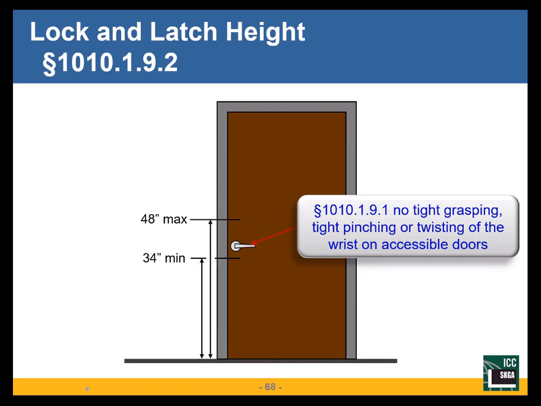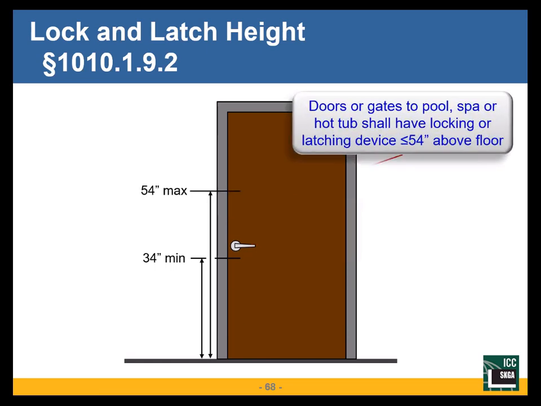Lever action or panic hardware. Essentially, the requirement for door hardware for egress is I need to be able to open it with my elbow. Panic hardware, lever action. If I can do that, I have a device that complies. That's one of the ADA requirements.